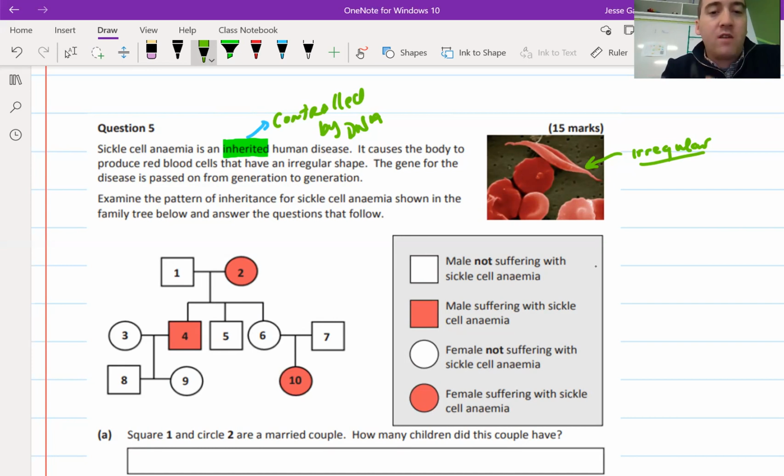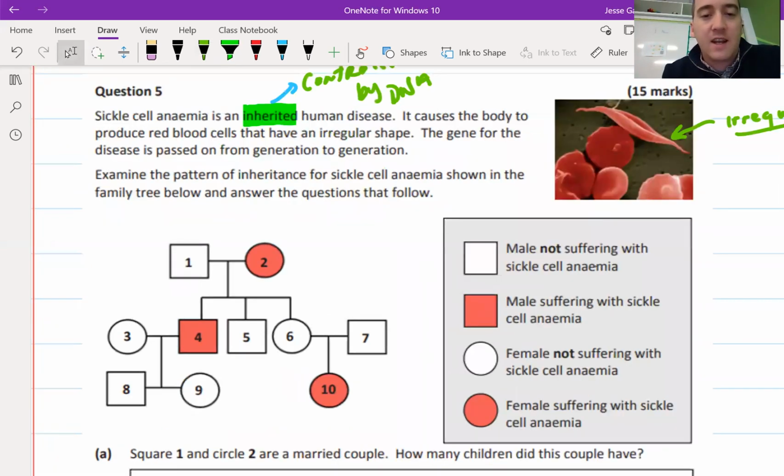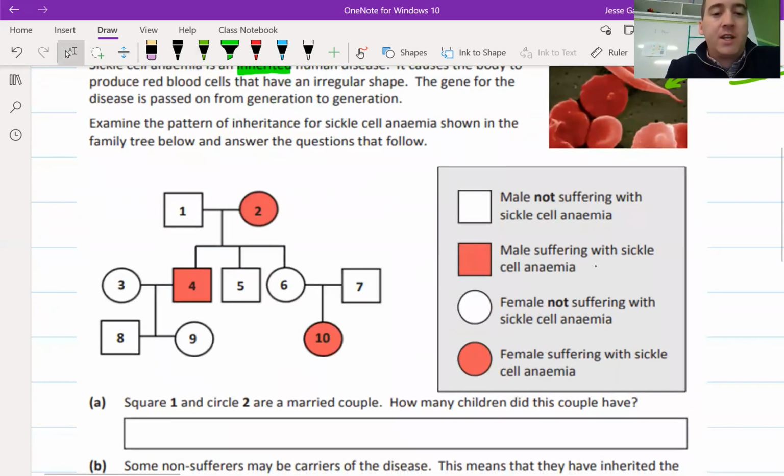Examine the pattern of inheritance for sickle cell anemia shown in the family tree below and answer the questions that follow. All right, so here is a family tree. You can see the different generations. Number 1 and number 2 here, these are obviously the original parents.